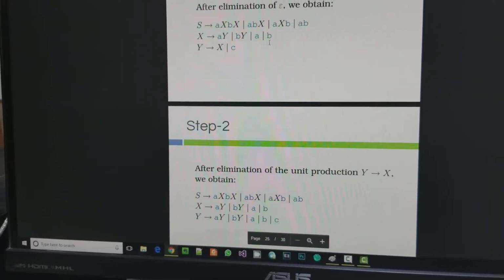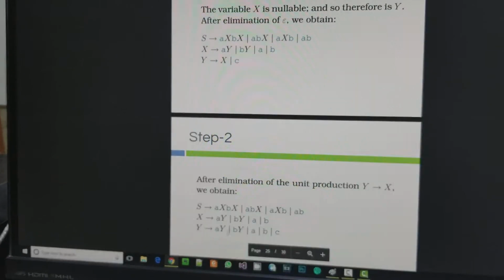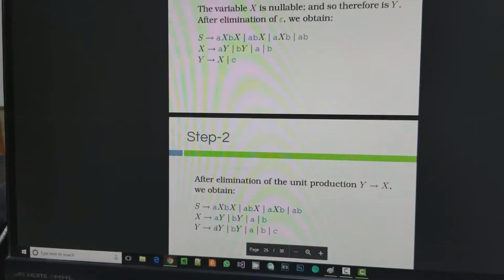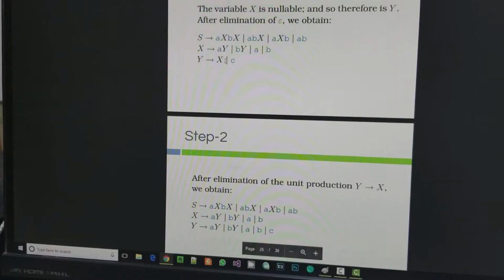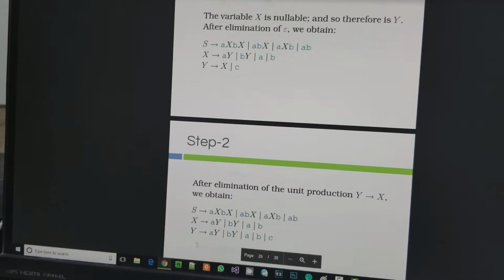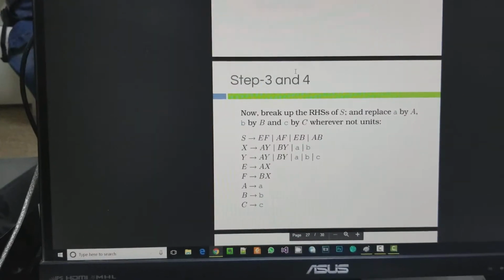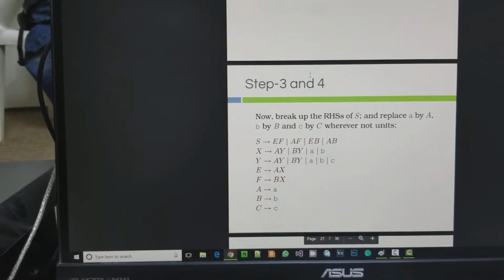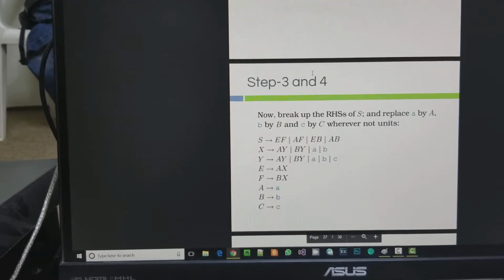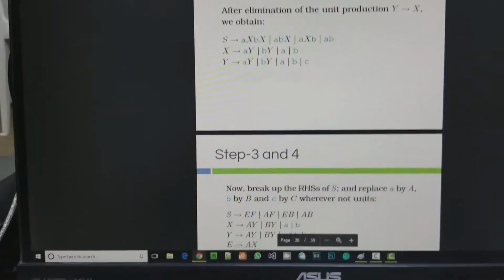See, this a, b and c is all put together over here, and this is aY and bY. Well, this aY and bY was actually X over here, and what was the value of X? The value of X was this. So this is pretty much here, this thing. Okay, that's step 3 and 4. Now break up the RHS of S and replace a by capital A, b by capital B, and c by capital C wherever non-units. Now watch carefully.